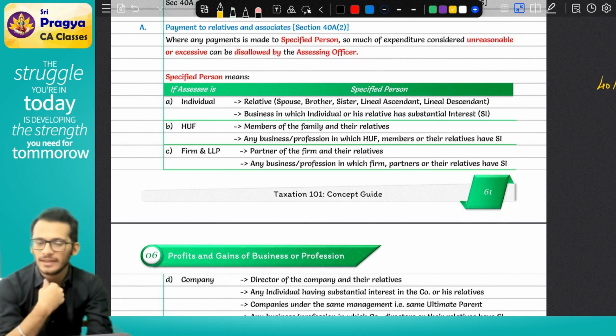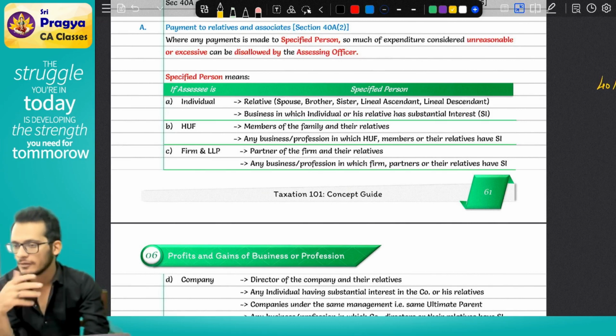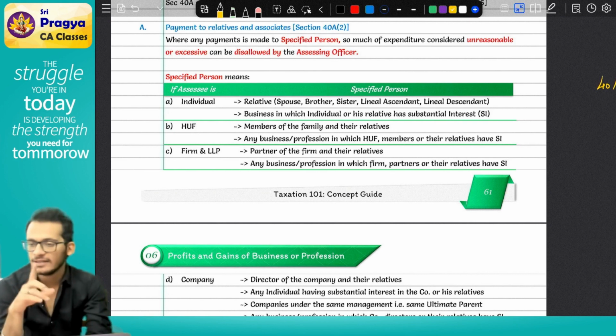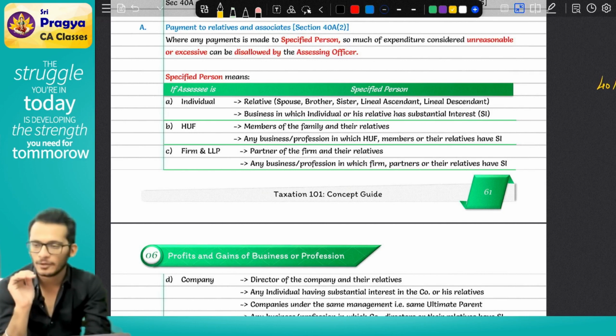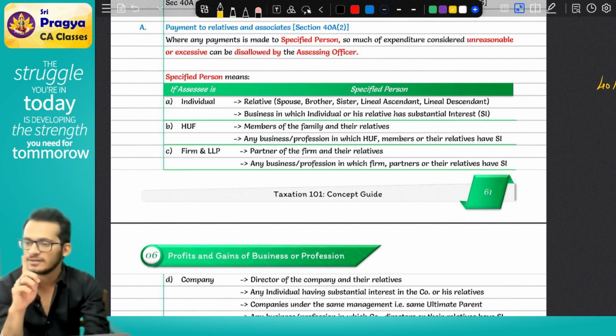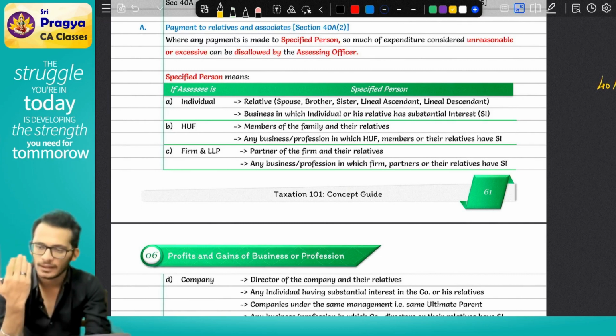Simple example: I am saying I am paying you a salary of 10,000, whereas I should have only paid you a salary of 1,000. Now technically I am trying to lower my profits or increase my profits? I am trying to lower my profits. If I lower my profits, my tax will decrease. So the assessing officer can come and say, boss, 1,000 is what I can allow, 9,000 I will disallow. This is section 40A(2).